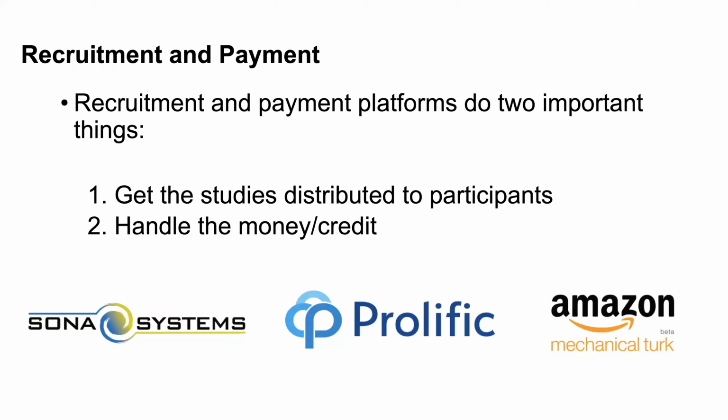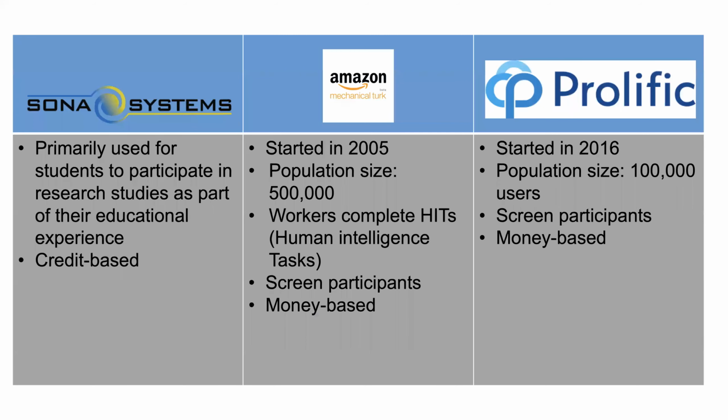And I want to talk about three of these major platforms. So Sona, Amazon MTurk, and Prolific. These are the three major recruitment and payment platforms. So Sona Systems is primarily for educational purposes. So individuals in undergrad classes, they have a research requirement, and in order for them to get research credit, they need to participate in experiments.